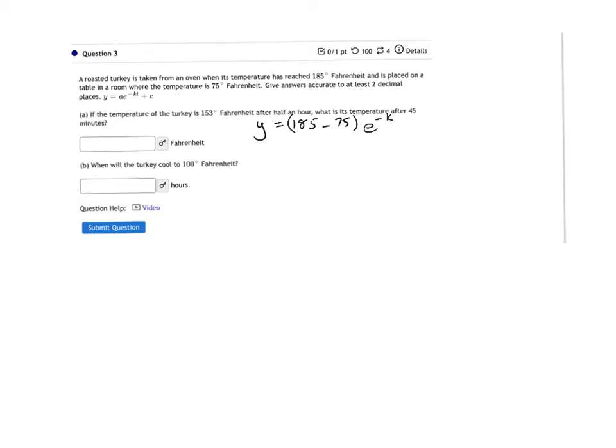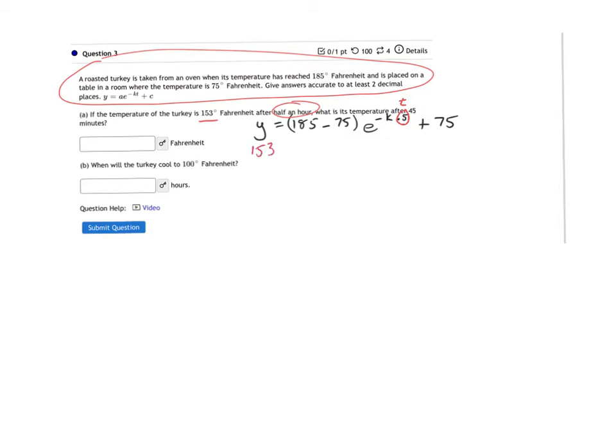Now, I'm going to do this in hours. A half hour is 0.5 of an hour, and then plus the c, which is the temperature of the room. So that would be 75. I got that information from up here. To get k, I need to now use this information. Actually, I probably should have waited to put in this 0.5 until the next step, so I'm just going to call that t.